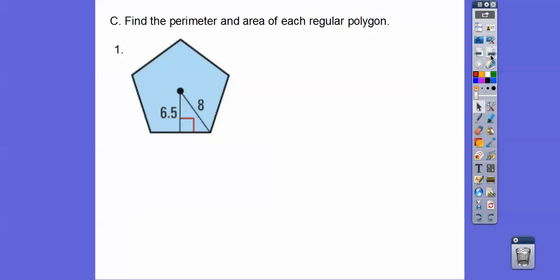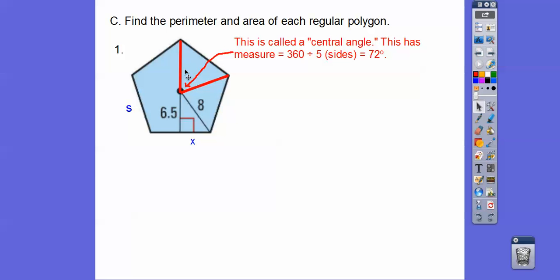Here they give us the apothem and the radius. Let's find the perimeter and the area of this one. We need to find the side length to find the perimeter. We first find x, and then we'll double x to get the side length. To get x, we have to find this angle. We find the whole central angle, which is the same as this other central angle. 360 divided by 5 is 72. If that's 72, this is half of that, so it's 36.